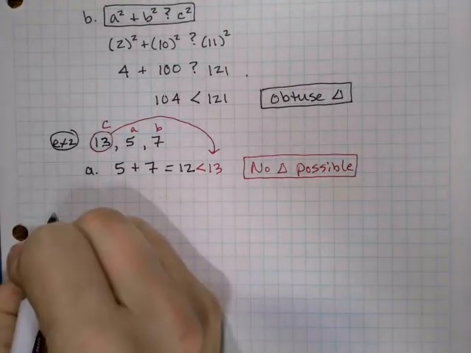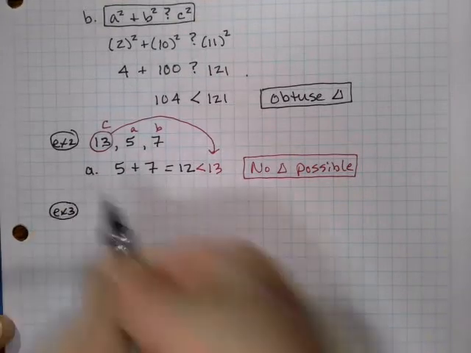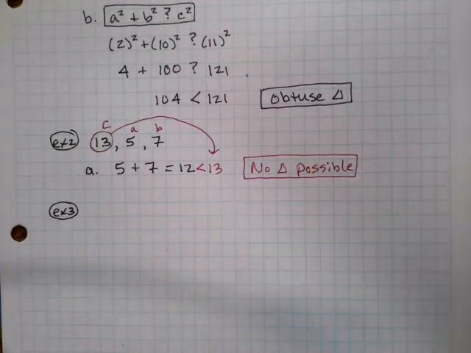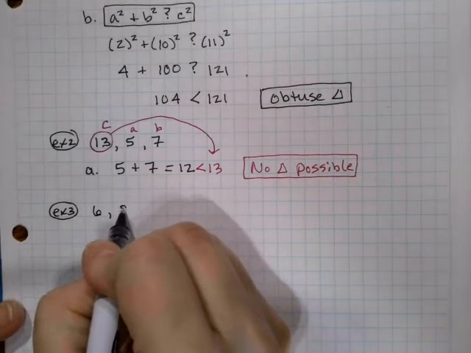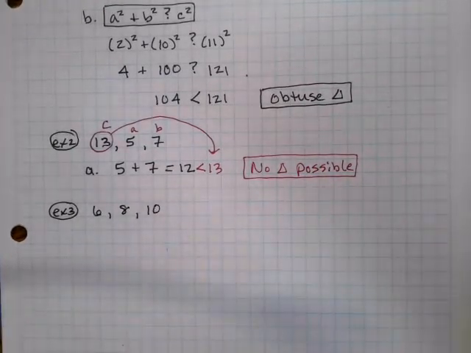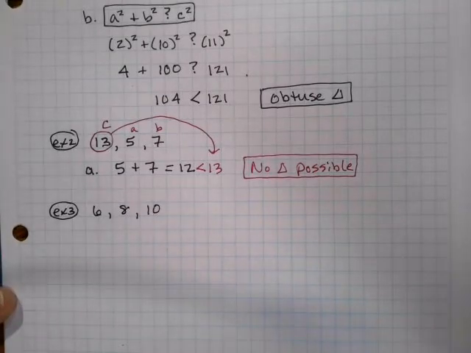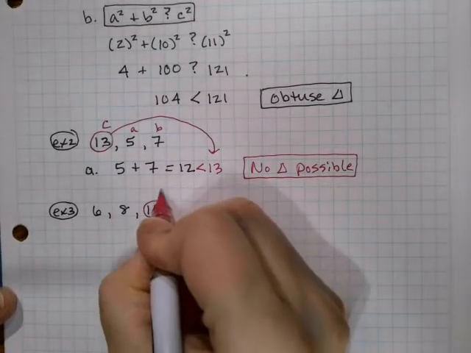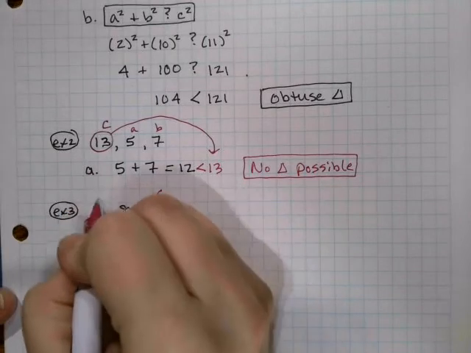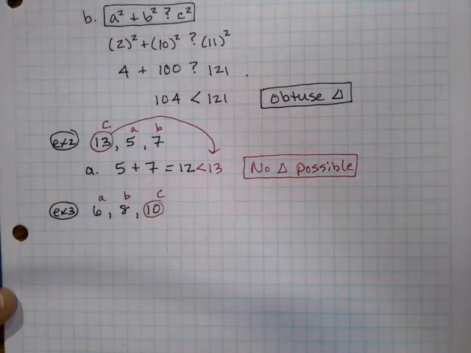All right, example 3. You have side lengths 6, 8, and 10. First thing, determine if a triangle is possible. Our longest side length is 10, so that is C. 6 and 8 can be A and B respectively.